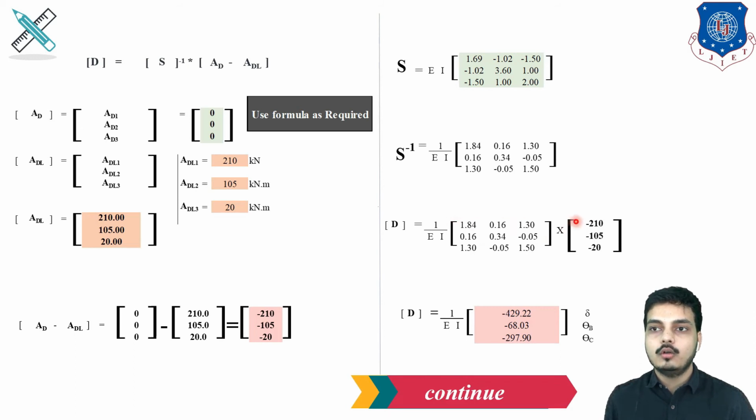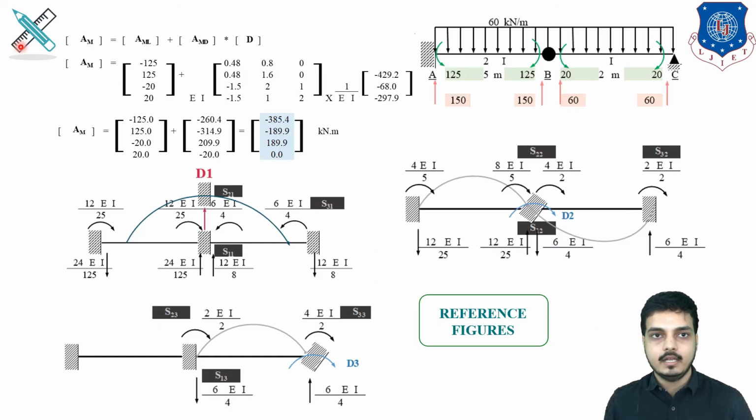So row into column will give us unknown number 1, row into column unknown number 2, and row into column unknown number 3. What was our first unknown? Vertical reaction, which is nothing but my delta. The second unknown is theta b, and the third unknown is theta c. So this was the change in the deflection kind of sum. Now further it is similar to what we did in the previous sum, meaning AM and AR.